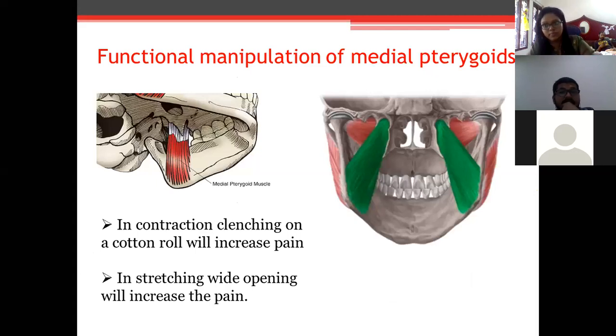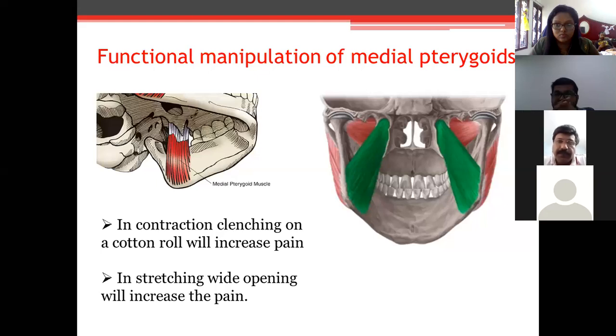Then another thing is the medial pterygoid muscle. How can we do the functional manipulation for the medial pterygoid? Clenching on a cotton roll increases the pain, just like your elevator muscle, because this is another elevator muscle. If you can't palpate the medial pterygoid, just ask the patient to clench on the cotton roll. If the patient is having pain, then it may be due to the medial pterygoid. Opening also, because the muscle will stretch, will cause pain, because it's a powerful elevator muscle.